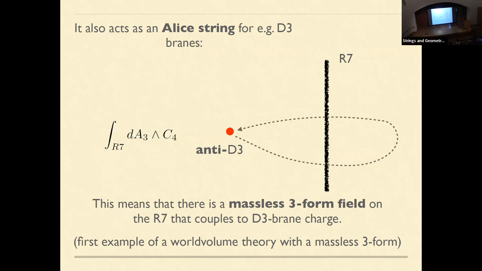I need something that integrates to something non-zero, even on a sphere, okay? This is not a theorem, but the one thing that we could think of that has all these properties is a massless three-form field. So we believe there's a massless three-form field on the R7 brane that couples to the D3 brane charge. This also shows in a very clear way that this is not supersymmetric, because there's no multiplet that could do this.